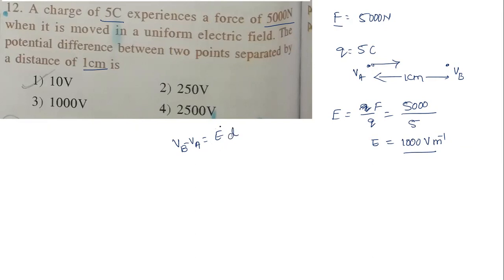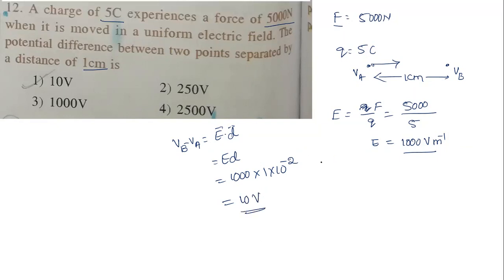Actually here I should take a vector notation, but it is the same direction now, electric field and force. Now it will become 0 degree, cos 0 degree is 1. So I can write E into D. E, how much did we get? 1000 I got. D, how much is given? 1 centimeter. I'll write 1 centimeter as 10 power minus 2. So it will become what now? It will become 10 volt.